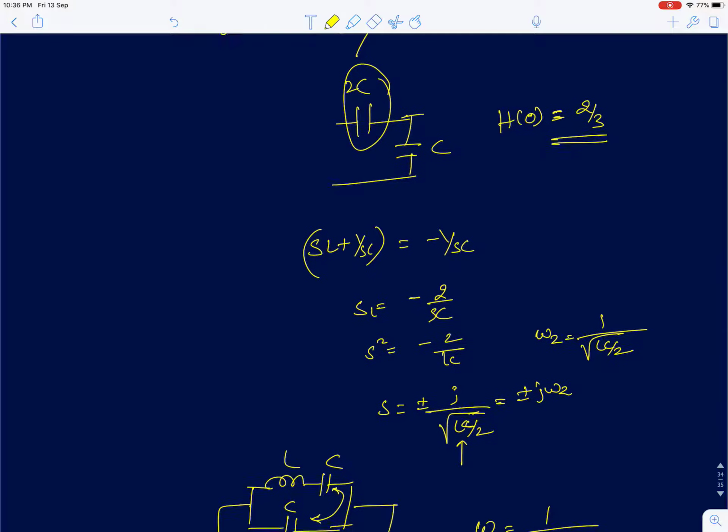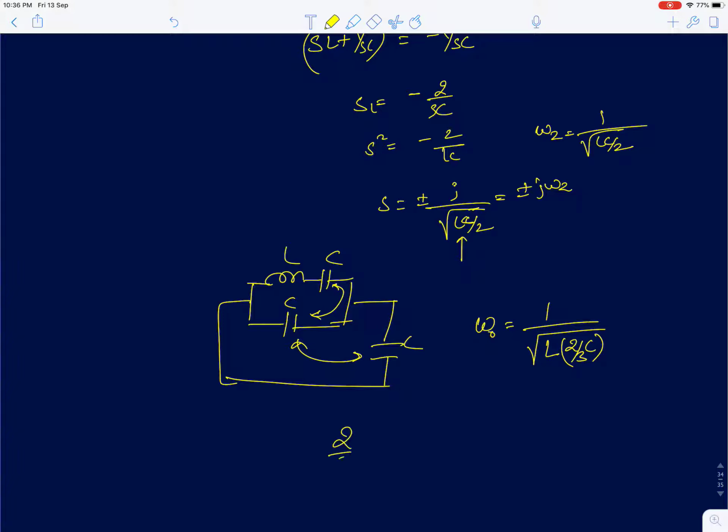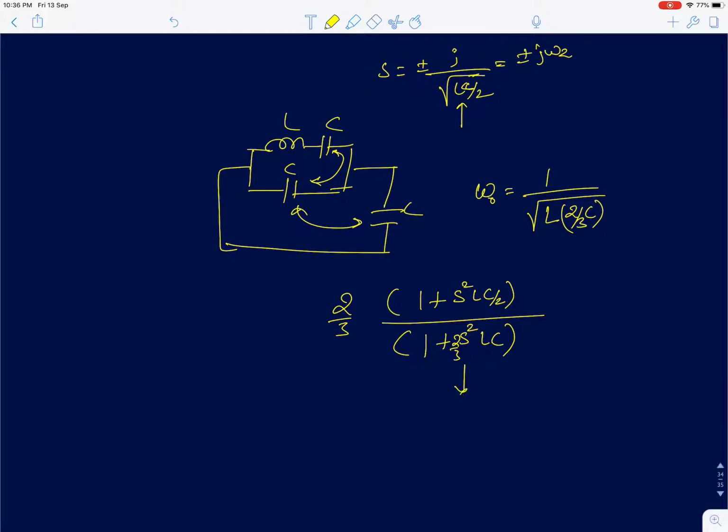So we have all the values to write the transfer function. DC gain is 2 by 3, and there is a zero at 1 plus s square LC by 2, and the pole is at 1 plus s square L into 2 by 3 C. So I'll write 2 by 3 C here. Now again, the high frequency transfer function for this will be the ratio of these two terms. So it will be 2 by 3 into half by 2 by 3, which is half.